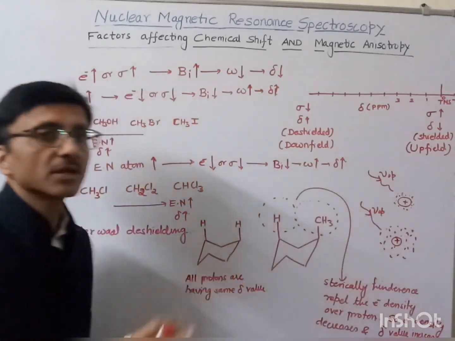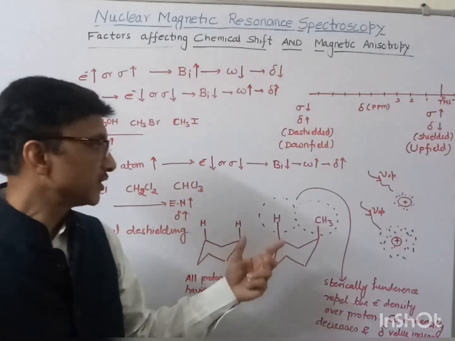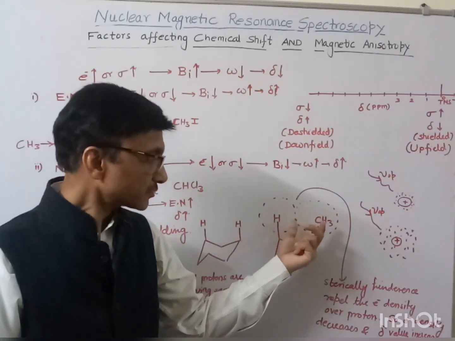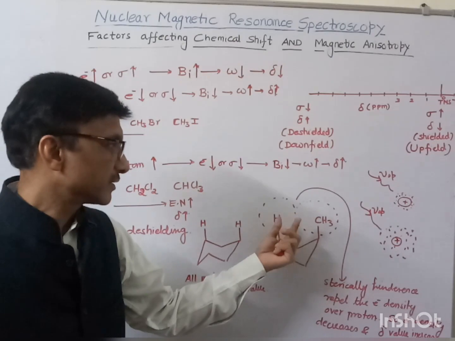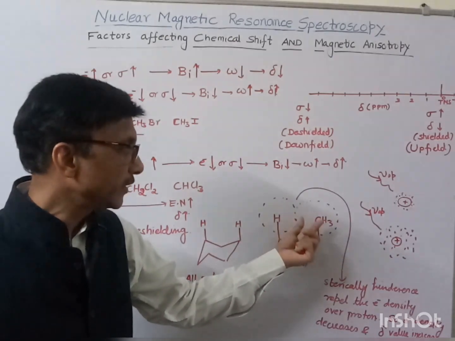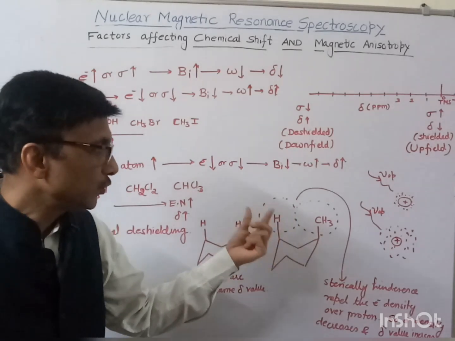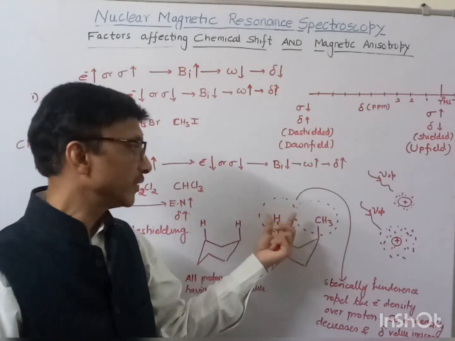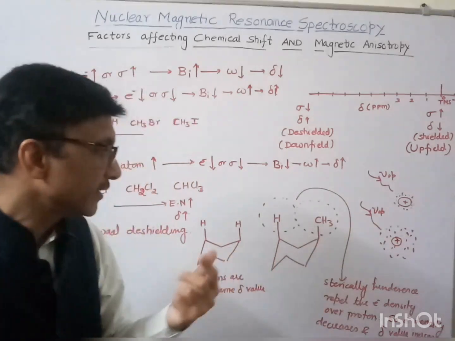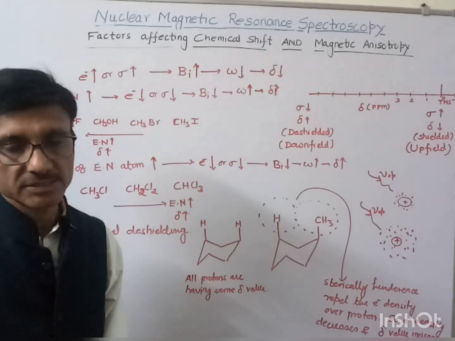This is called van der Waals de-shielding. It means the electrons of the surrounding group will repel the electron of the proton, due to which the electron density, or the shielding around the proton, will decrease, and if shielding decreases, then the delta value will increase.